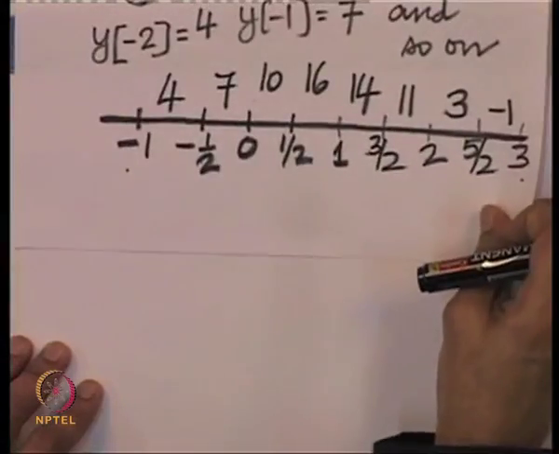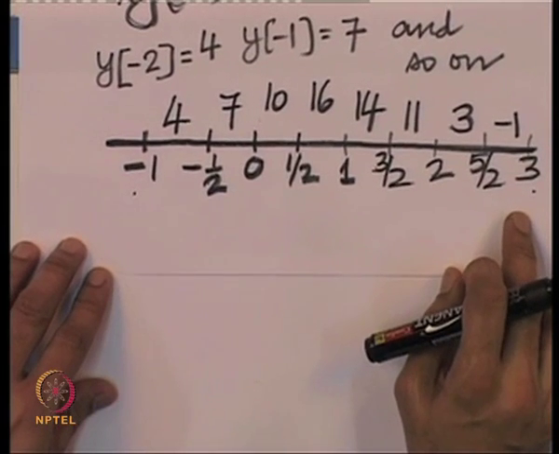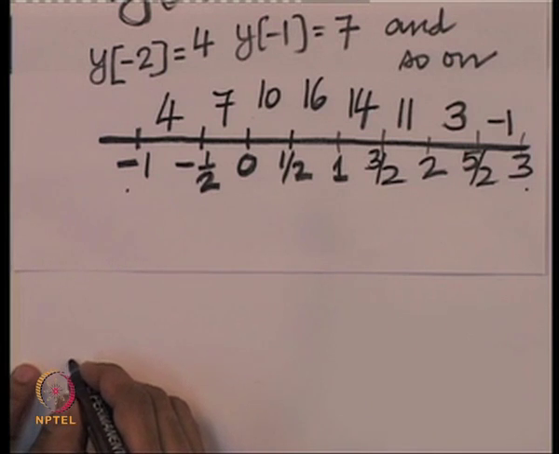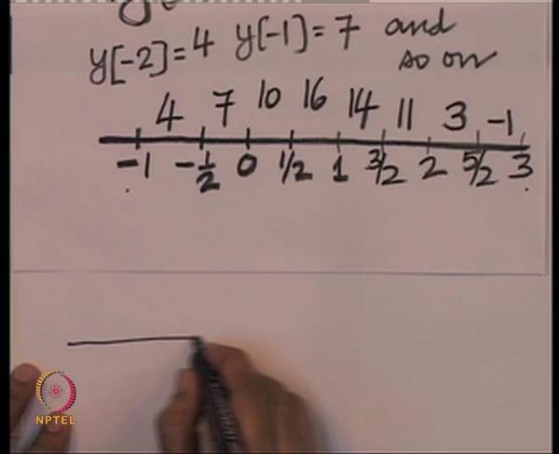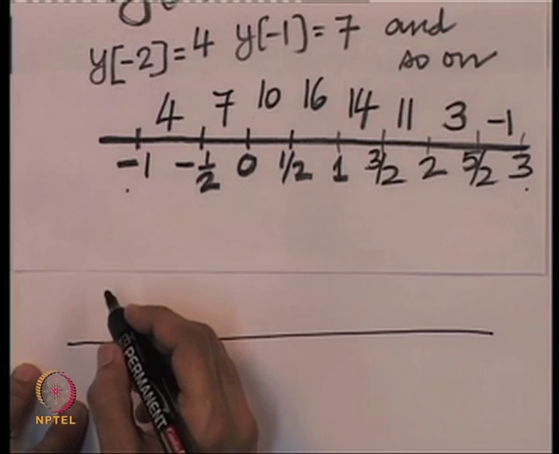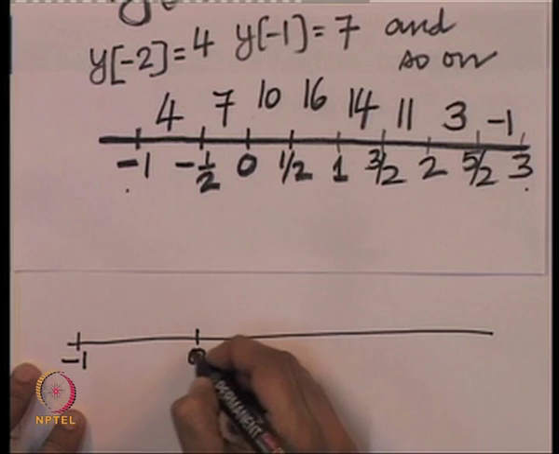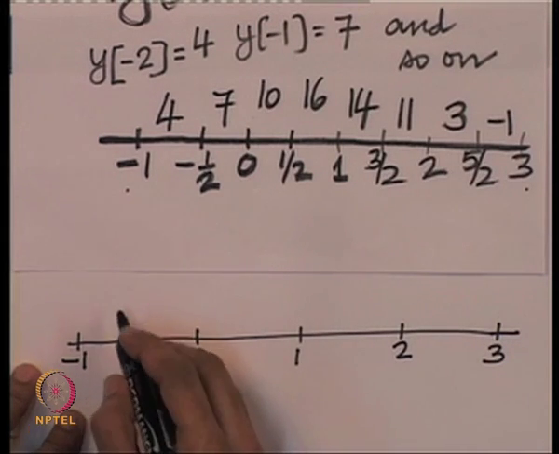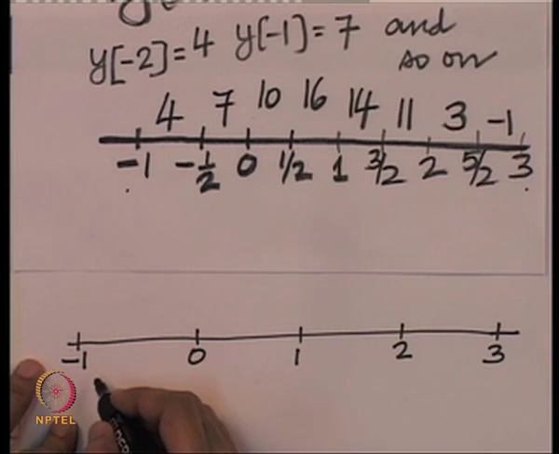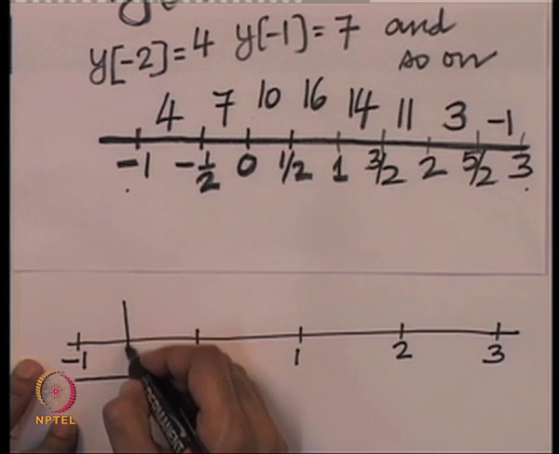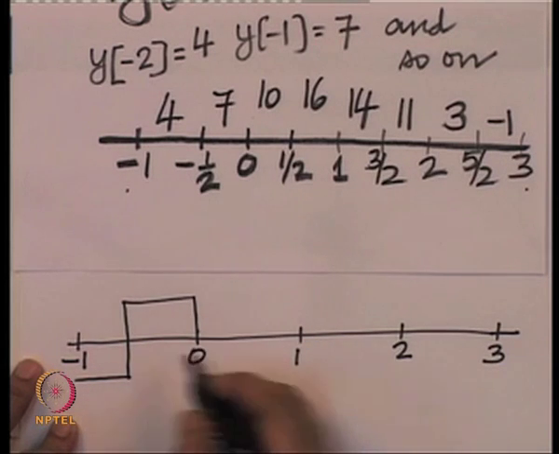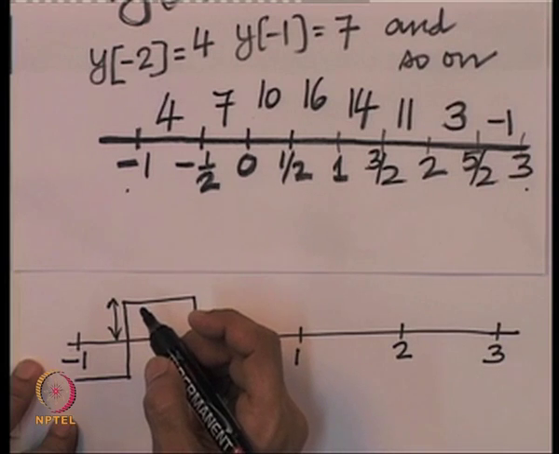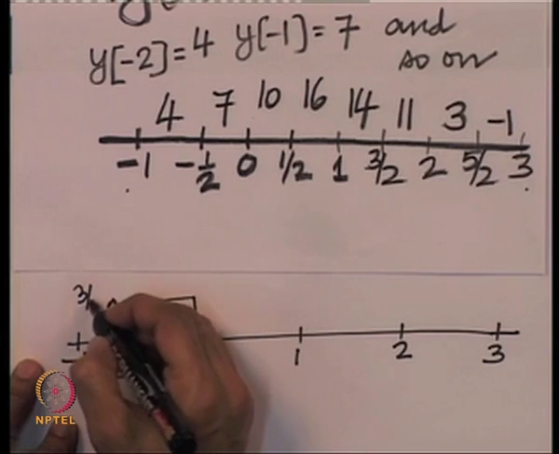So, I shall once again use this as a reference here. And I will put down the values. This time, I will explicitly indicate that we are using this basis. So, I have minus 1, 0, 1, 2, 3, and I am using a basis. So, between minus 1 and 0, I am going to use a proper translate of psi t with a height given by 4 minus 7 by 2. So, this height is going to be 3 by 2, of course, with a negative sign.